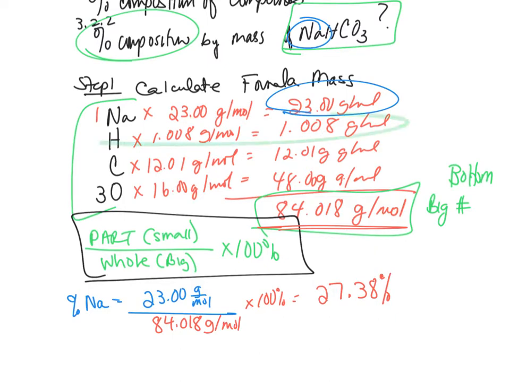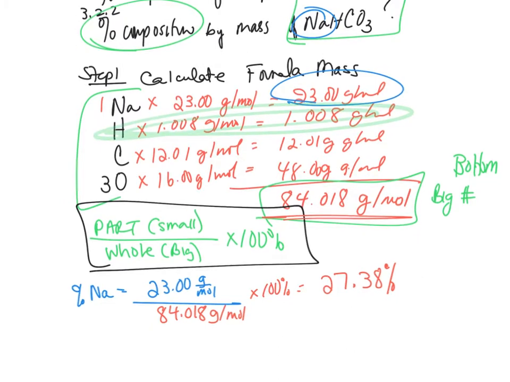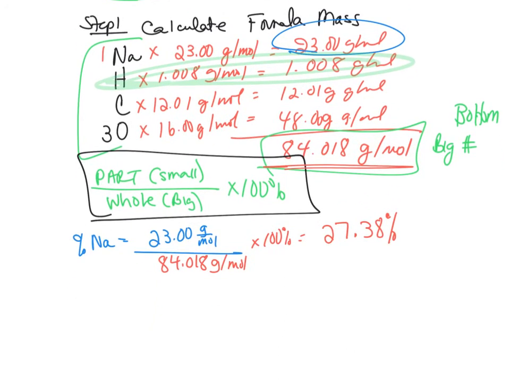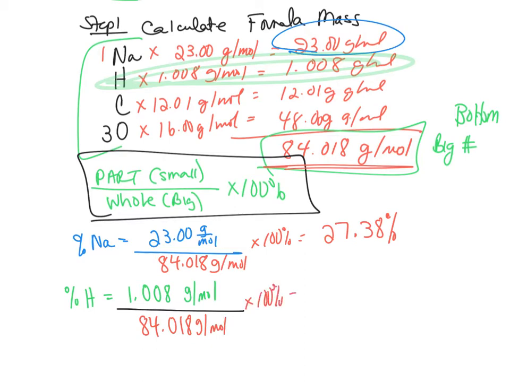And then we're going to do the same thing with our next one. So let's do this with hydrogen. It's going to be a small percentage, folks. So percent of hydrogen equals the part of hydrogen, 1.008 grams per mole that belong to hydrogen, divided by the whole, which is 84.018 grams per mole, times 100%. So I do 1.008 divided by 84.018 times 100. I told you it would be small. 1.20%.